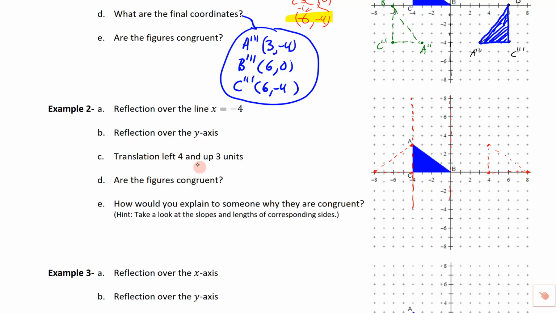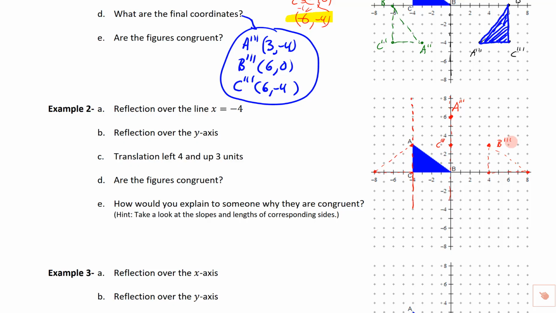Now we want to translate this left 4 and up 3 units. So left 4, 1, 2, 3, 4, and then up 3, 1, 2, 3. So I'm going to put a dot right there. I'm going to call this A triple prime. Okay, and then let's see, back 4 and up 3. That is a C, sorry. That's C triple prime. And then this one was that pointy B, so we're going to go back 4 and up 3, so we end up right here. So this is B triple prime.